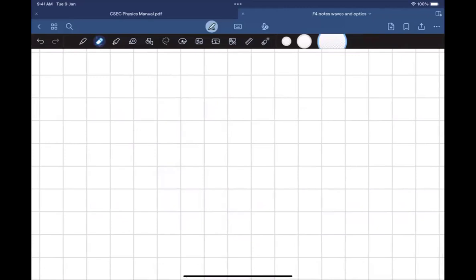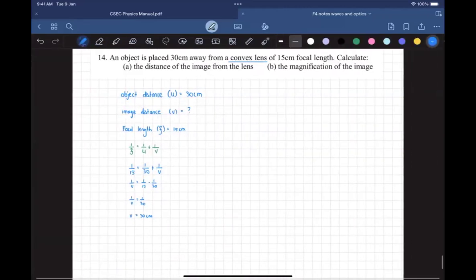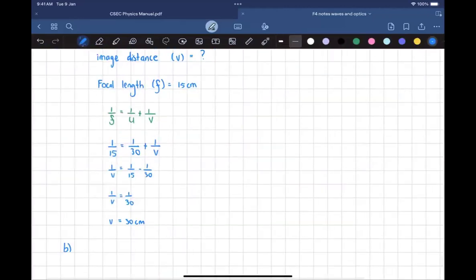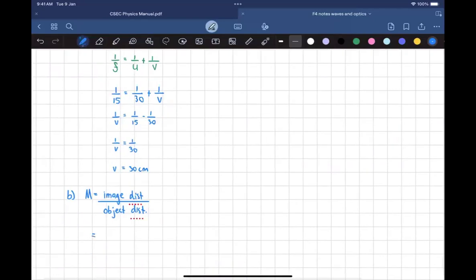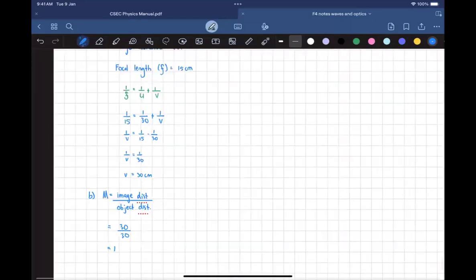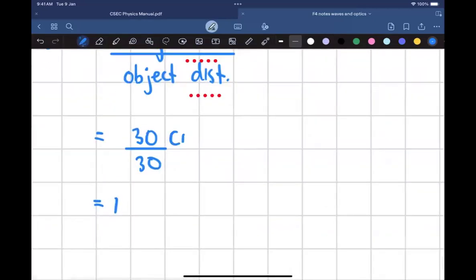Right. So the magnification is just one. The formula for magnification is image distance over object distance. What was my image distance? 30. Right. And 30 over 30 is 1. Perfect. And it doesn't have units because this would be in centimeters and this would be in centimeters, so they cancel off. So you don't have any units.